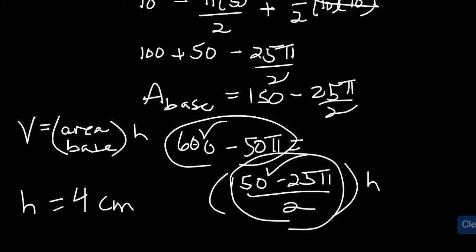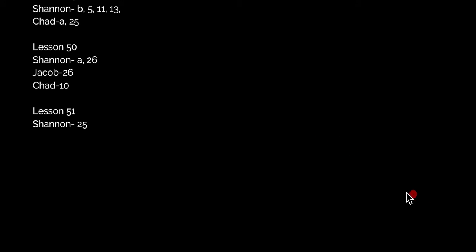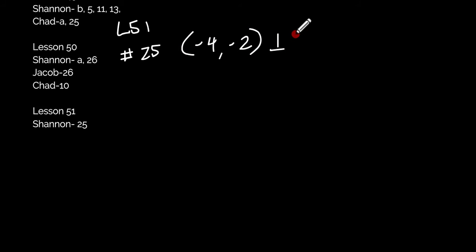Okay, where did we leave off? We are on the last lesson, lesson 51, number 25. These are the kind of problems that I don't know why we have trouble with, but we have trouble with these. It's perpendicular to 3x plus 2y equals 5. So you want to write an equation of a line that goes through this point. It's perpendicular to this line.